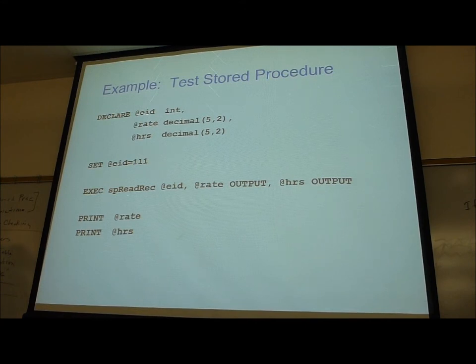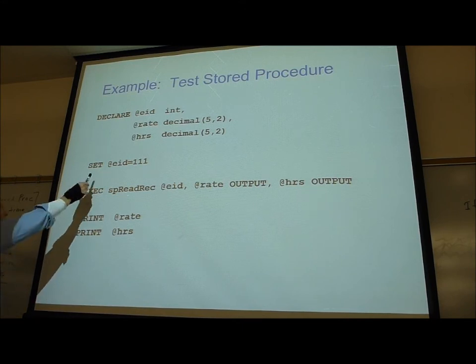This might be my stored procedure test. Here I'm going to declare three variables for my test: EID, rate and hours, the same as the parameters. No confusion. The parameters are local to the stored procedure. These are local to this batch, separate from the other batch.